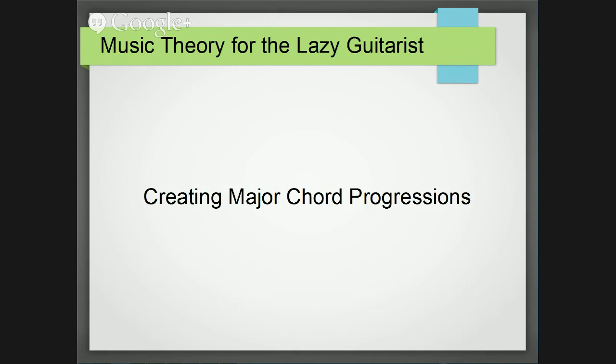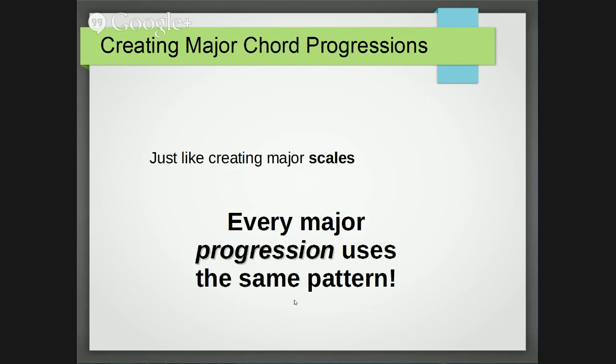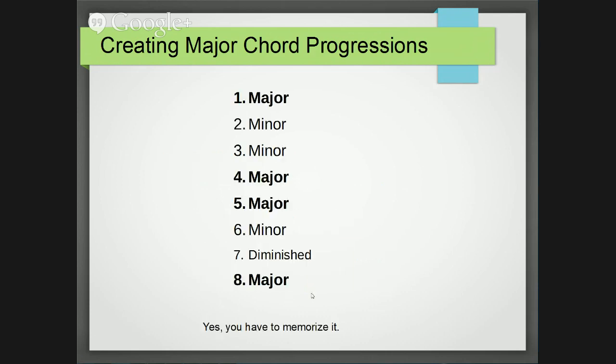We've already covered how to create major scales. We've already created major chords, minor chords too. Now we're going to start putting the pieces together and forming progressions so that you guys can start writing songs. So just like creating major scales, every progression uses the same pattern. It's just like your whole, whole, half works for A, C, G, D. This pattern will work for A, C, G, D, any of the major scales. So what's that pattern? Well, major, minor, minor, major, major, minor, diminished, major.